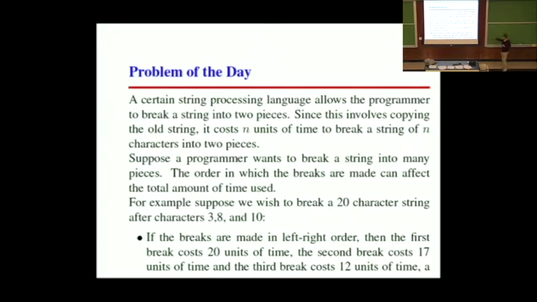Okay, that's from left to right. Wait, is it 49? Did I add it up wrong? Yes, I added it up wrong. 20 plus 17 is 37. 37 plus 12 is 49. Does everybody agree? Good.